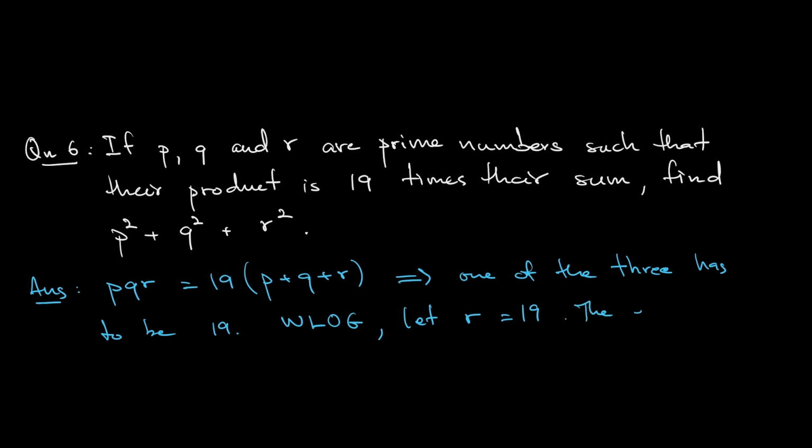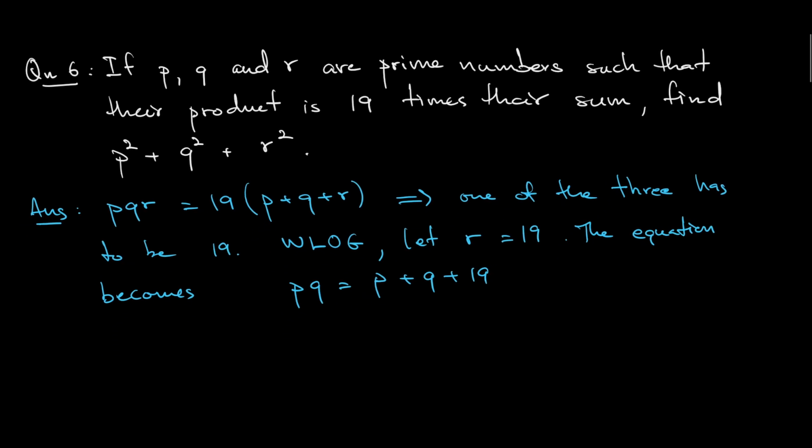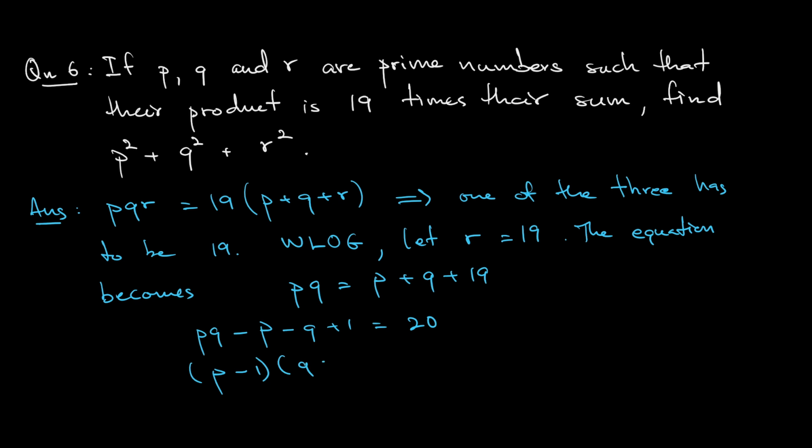So the equation would become, you substitute R with 19. So PQ is equal to P plus Q plus 19. Okay. If you move P to the left hand side, Q to the left hand side, you will get PQ minus P minus Q equal to 19. Okay. But if I add 1 on both sides, 19 plus 1 becomes 20. Okay. Notice now the left hand side, you can factorize it into (P minus 1)(Q minus 1).